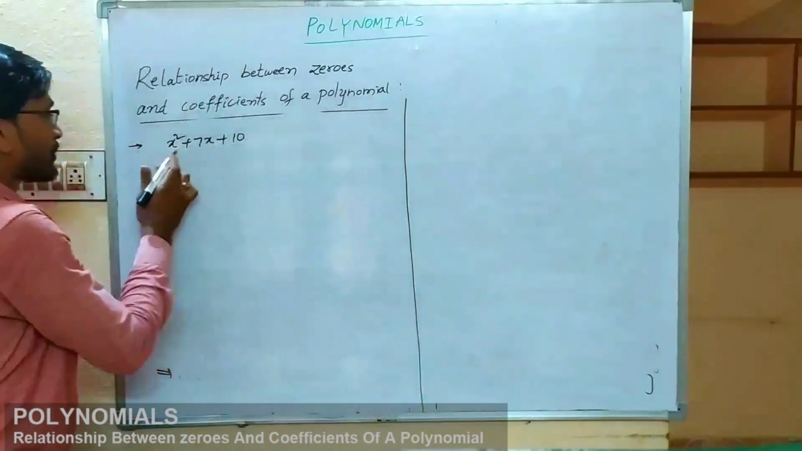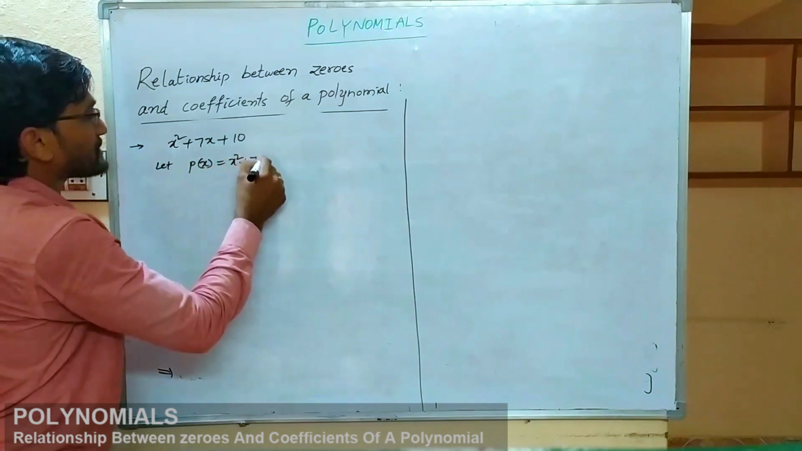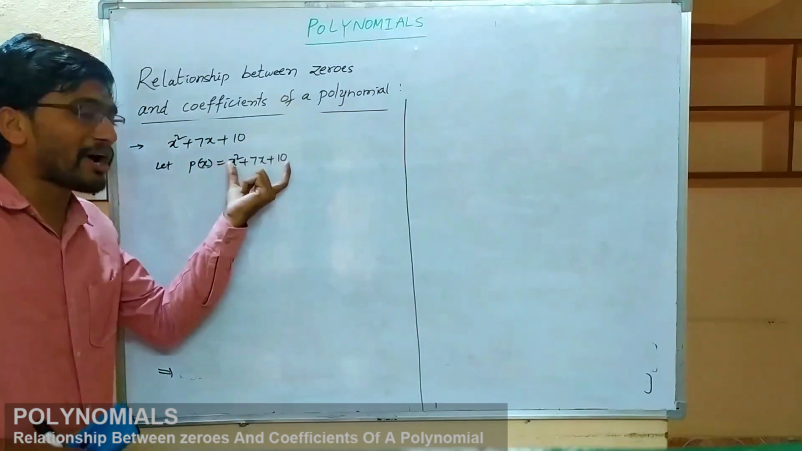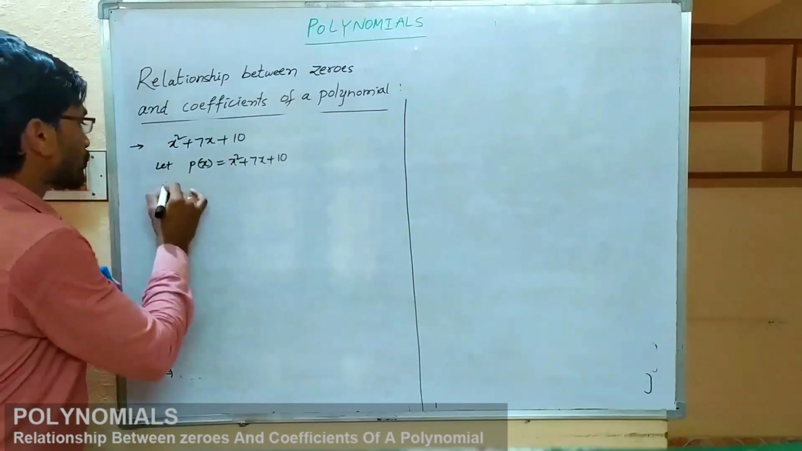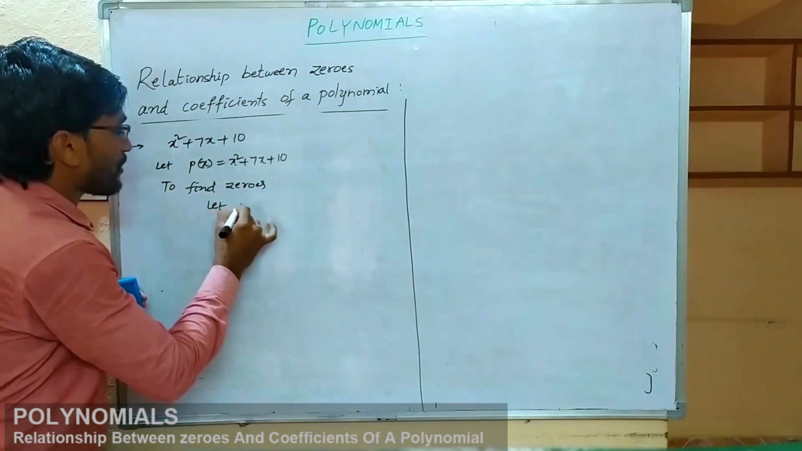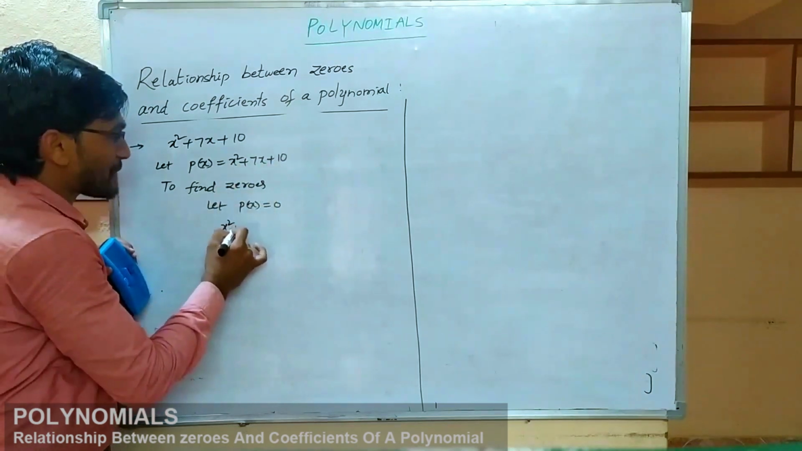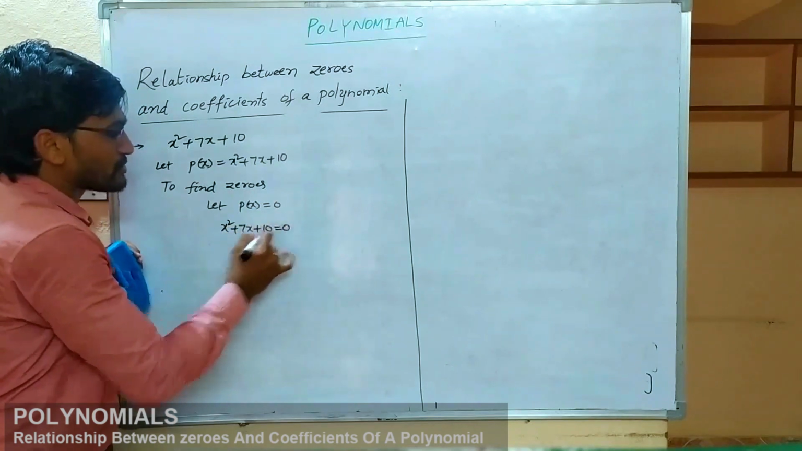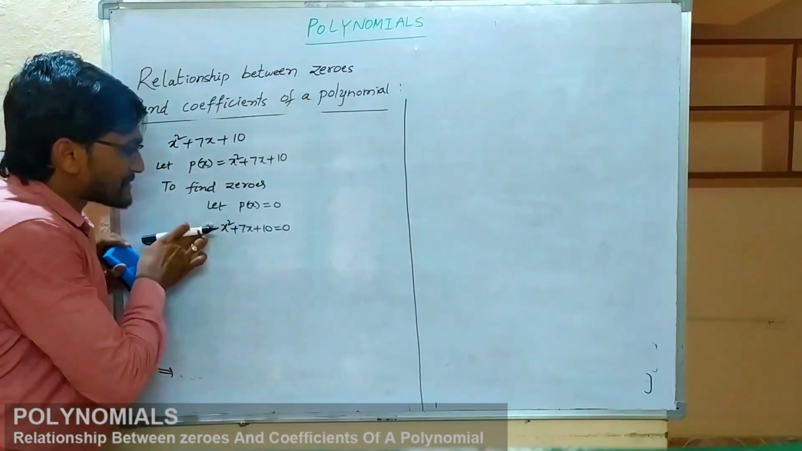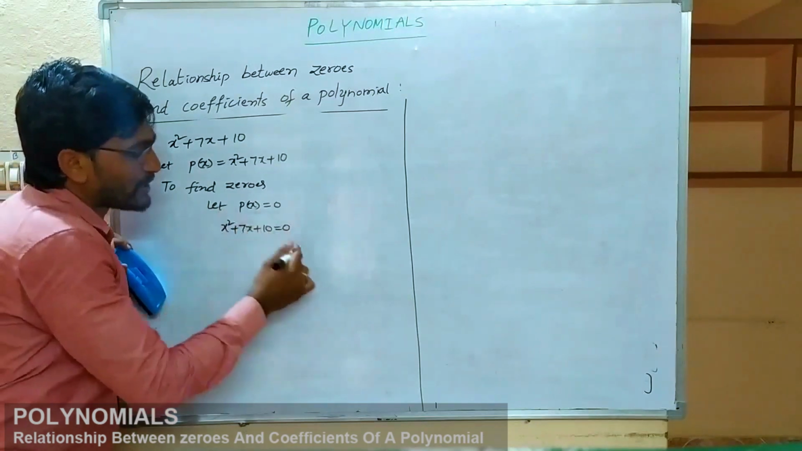See, first let p of x equal to x square plus 7x plus 10. First of all, we have to calculate the zeros of this polynomial. So to find zeros, let p of x be equal to 0. P of x is nothing but x square plus 7x plus 10 equal to 0. How can we calculate the zeros? Multiply the x square coefficient and the constant term. The x square coefficient is 1 and the constant term is 10. 1 into 10 is 10.